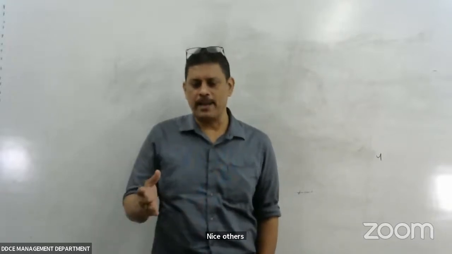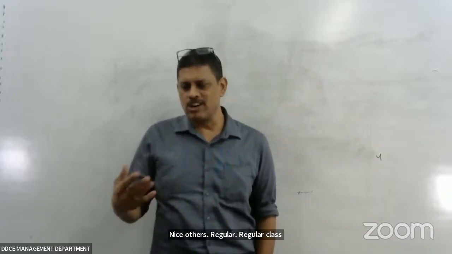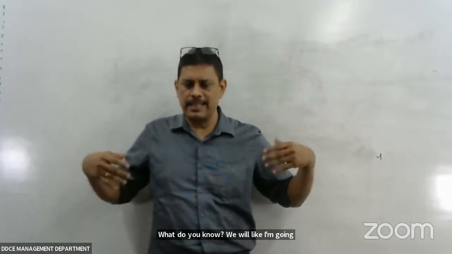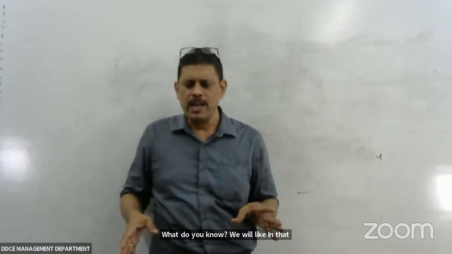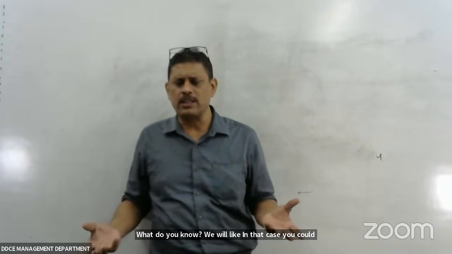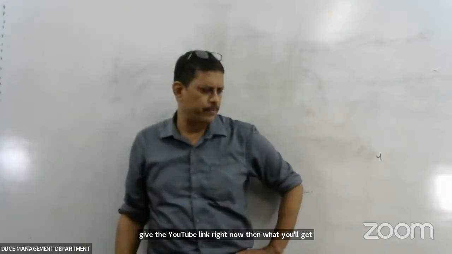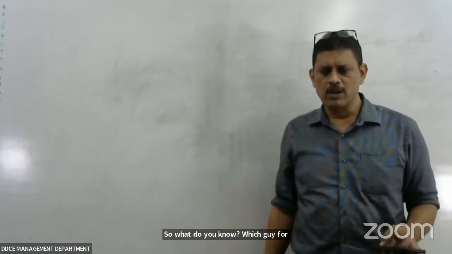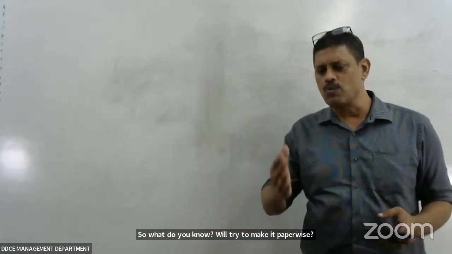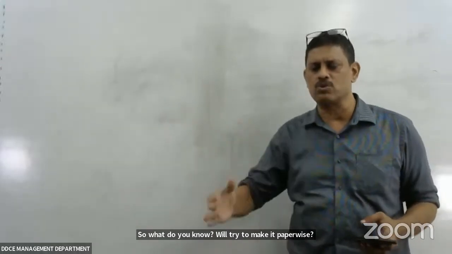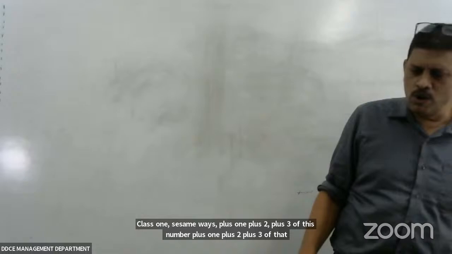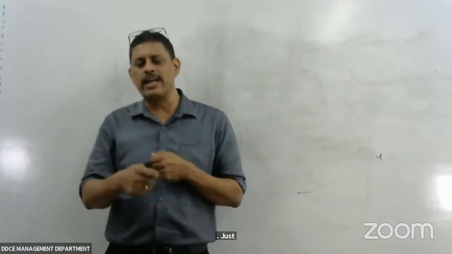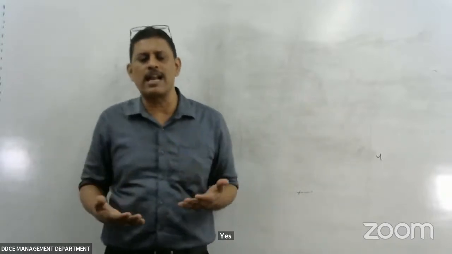Regular class, see what will happen after completion of this session. See, it is recorded now. We do not have time to go through it. In that case, if we give the YouTube links right now, then what will happen? You will get all those YouTube links in an unsystematic manner. So what we'll do, we'll try to make it paper-wise, class-wise, session-wise: class 1, class 2, class 3 of this paper, class 1, class 2, class 3 of that paper. We know your requirement, right? So now you just try on the basis of trial and error.